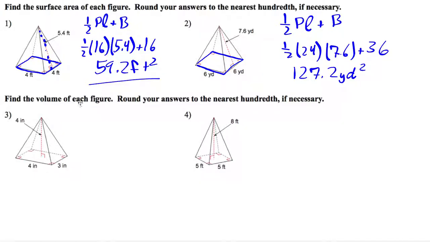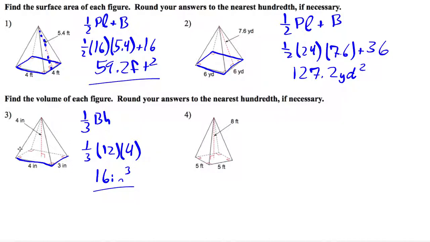Then we have the volume. So volume, like we said, is going to be 1/3 the area of the base times the height. So this is 1/3 the area of the base here is 4 times 3, which is 12, times the height, which is 4. So this is going to be 1/3 of 12, which is 4. So 4 times 4 is 16 inches cubed because we're talking about volume.